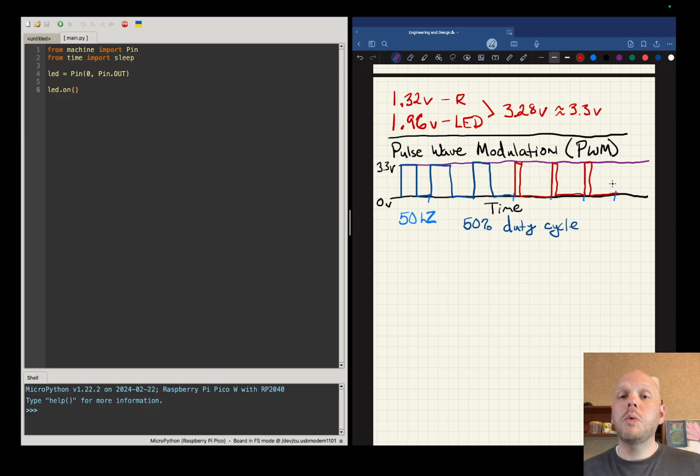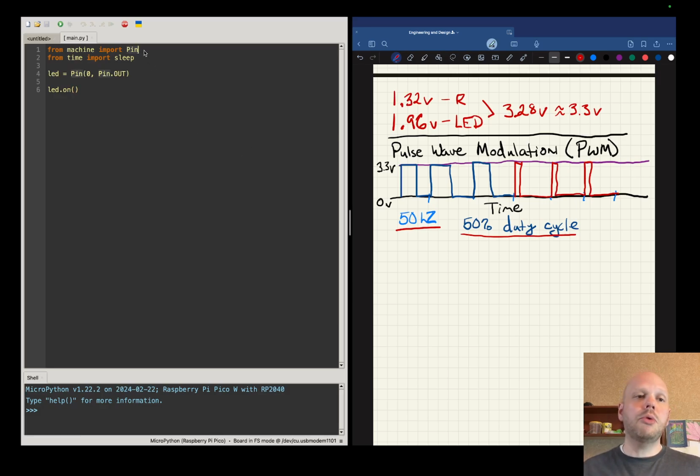So whenever we want to dim an LED with pulse wave modulation, there are two things that we need to set. We need to set the frequency, that is how many cycles per second we're going to have. And then we need to set the duty cycle. So I'm going to show you how to do that in our code.